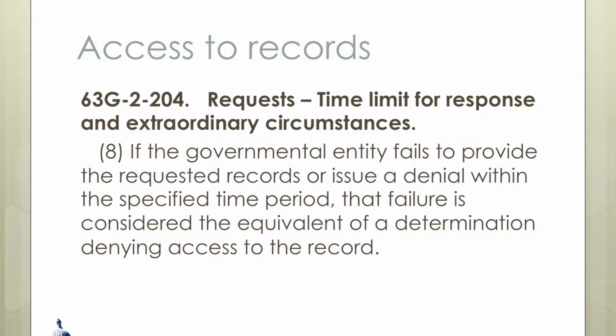If a governmental entity fails to provide the requested records or issue a denial within the specified time period, that failure is considered the equivalent of a determination denying access to the record. So that means if you get a GRAMA request and you put it on the bottom of your pile and don't respond at all, then you have denied access.